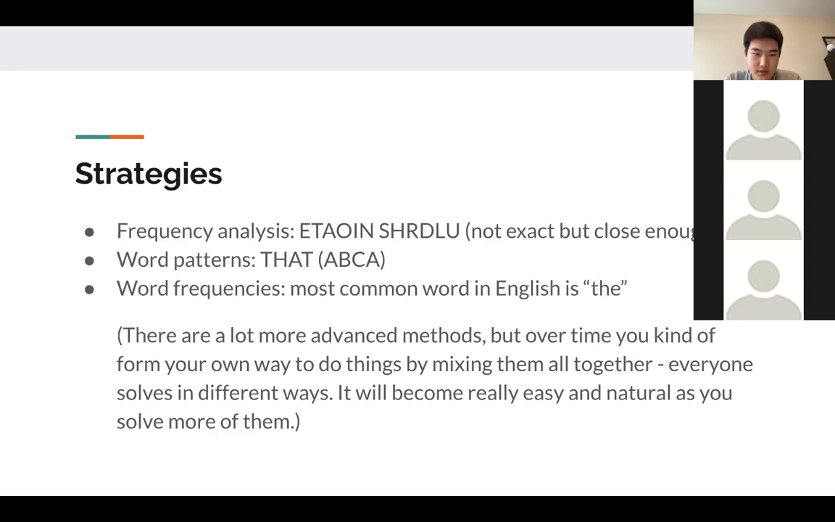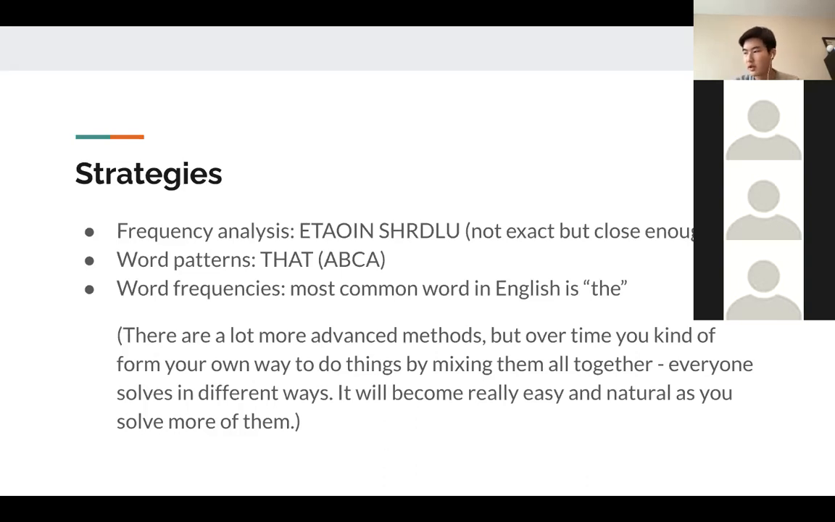Going past frequency, there are certain words that look very distinguishable. There is no other word that would look like this word in terms of patterns. So when I say that has an ABCA pattern, what I'm trying to communicate is that the first and last letters are the same, right? Because they're both T's, and there's four letters total and the middle letters don't match. So that's what I mean by ABCA.